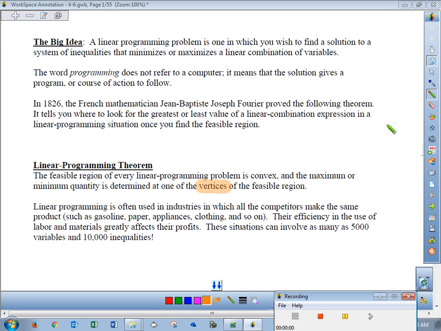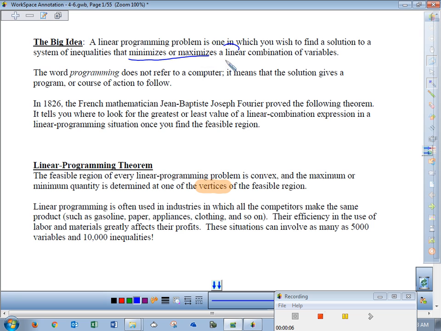Alright, 4-6 is Advanced Algebra 2, doing some linear programming today. So what the heck is linear programming? Well, linear programming is a problem in which we want to find a solution to a system of inequalities that either minimizes or maximizes a linear combination of variables. So in real life, people want to minimize their cost or they want to maximize their profit.